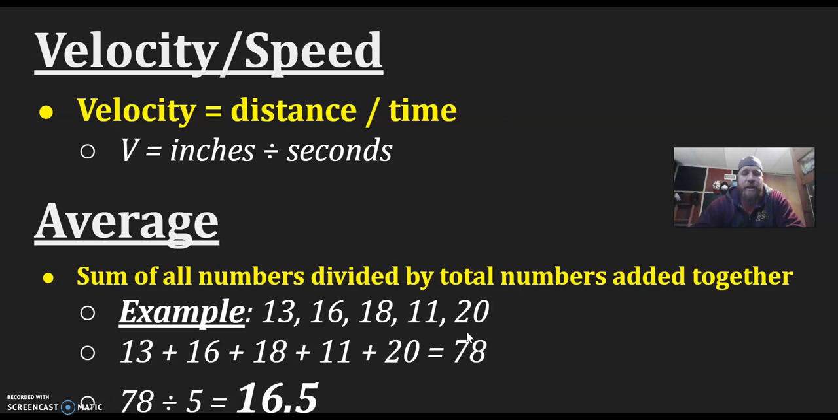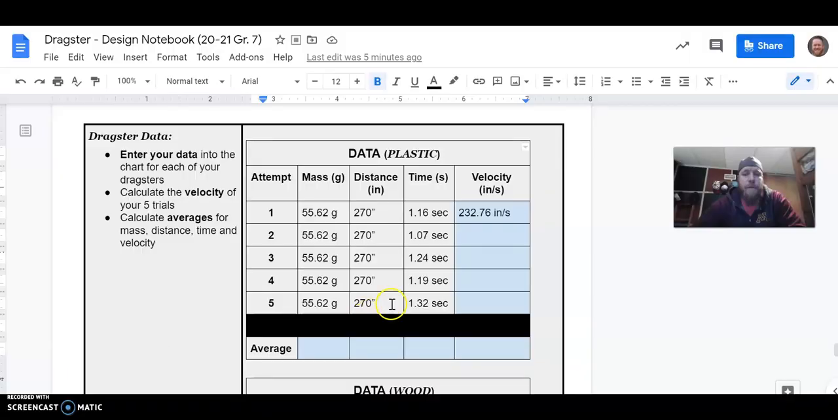All right, so this would be a good time to pause this screen now and finish calculating those velocities for the plastic Dragster trials. I misspoke there a second. I said calculating the velocity, but we're actually calculating the averages. So what you're going to do then is add up all of these right here. You're going to get a sum, and you're going to divide by 5 because you had 5 numbers that you added together.